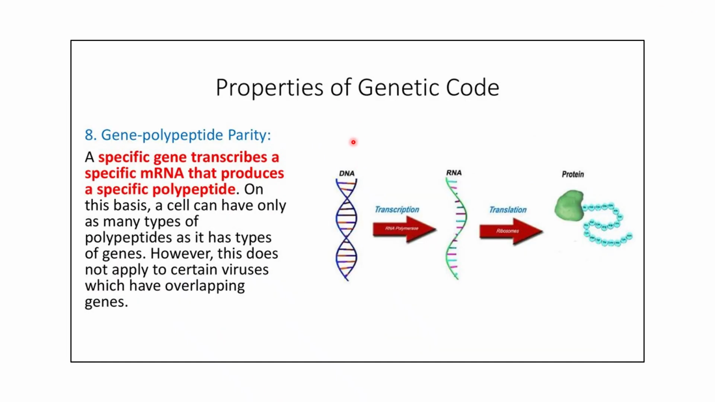The last property of genetic code says gene and polypeptide parity is maintained. A specific gene is transcribed into a specific mRNA and that mRNA produces a specific polypeptide chain. On this basis, a cell can have only as many types of polypeptides as it has types of genes. However, this doesn't apply to certain viruses which have overlapping genes.